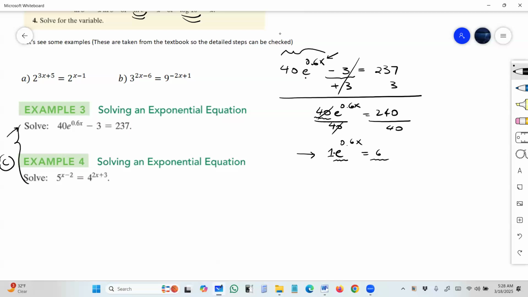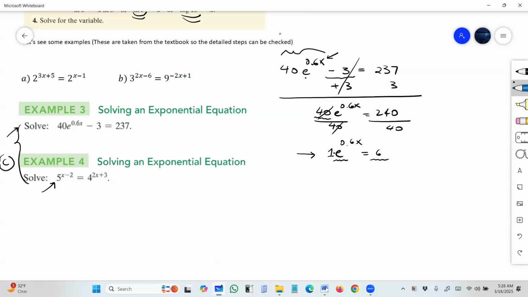So what do I do? So this is the technique. Your textbook says to take the log, either the natural log or log base 10, of both sides. I am going to say, and you're going to see this in example 4, I am going to say the following.